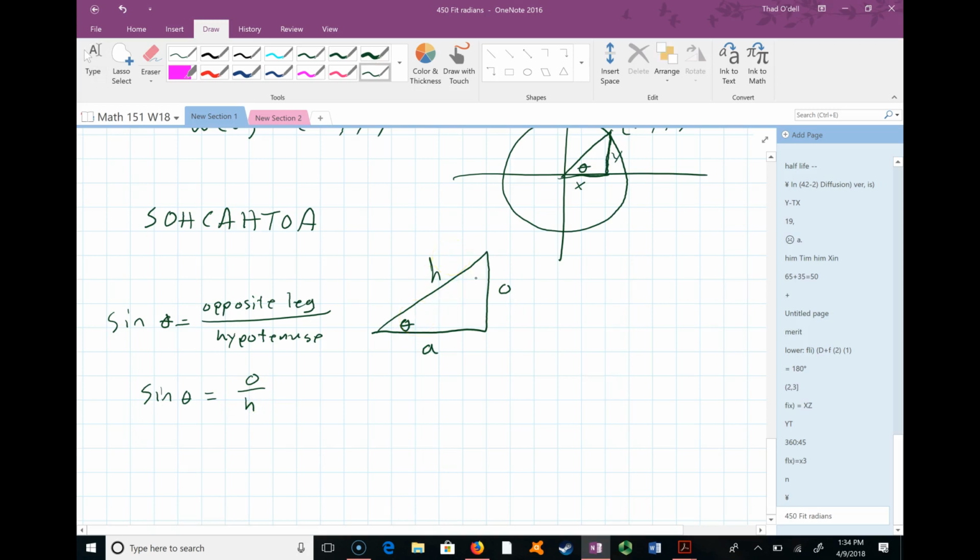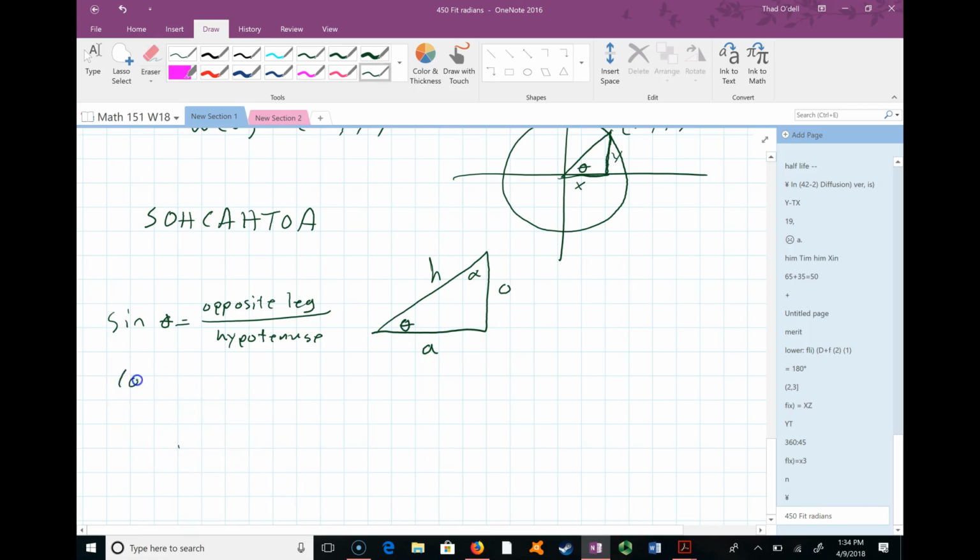Now, if I had, say, alpha here, then sine of alpha would be, now the opposite side is A, isn't it? And hypotenuse, of course, is still hypotenuse. So the opposite adjacent thing has to do with, in reference to the angle you're looking at. Okay, so sine is opposite leg over hypotenuse.